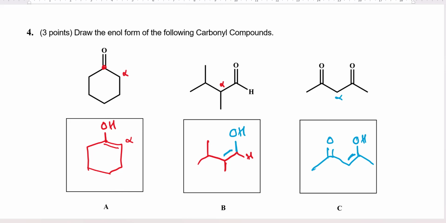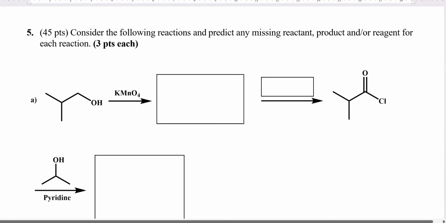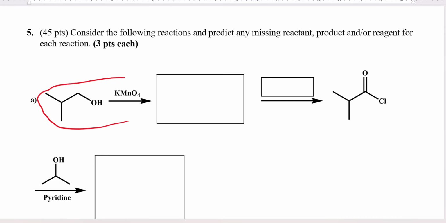Here are the answers for question 4. In question 5, again, we would like to complete these reactions. In the first one, we have a reaction of a primary alcohol with potassium permanganate.